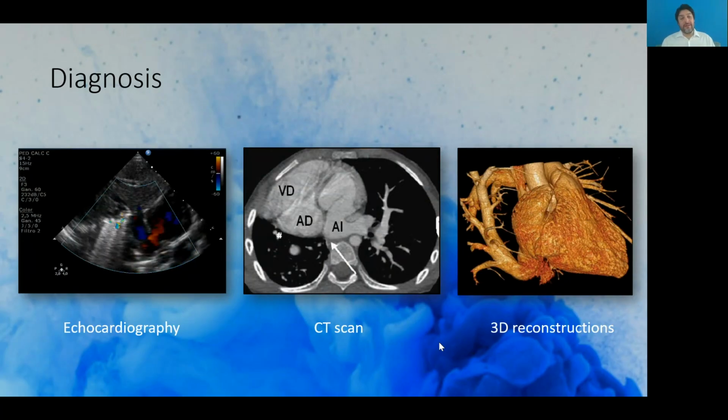But this disease also needs a more detailed evaluation, especially by means of images. When you do the CT scan, you can see the absence of the right pulmonary veins entering the left atrium. That is characteristic. And when you do the 3D reconstructions, you can see exactly where the Scimitar vein enters the IVC.